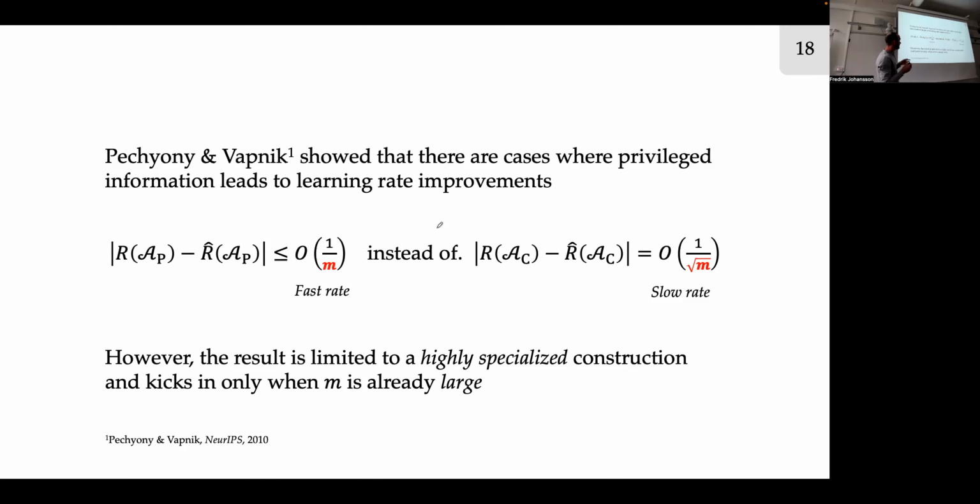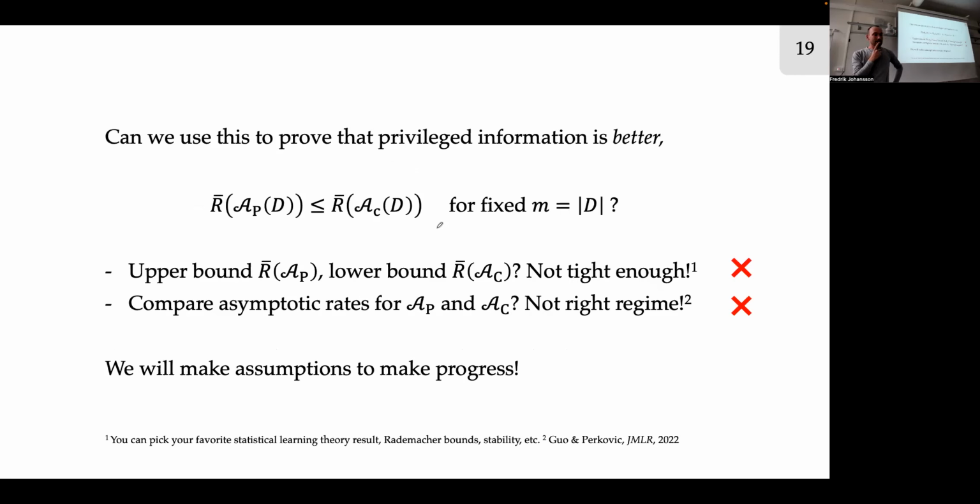But the other side of this is that the rate difference only kicks in when m is already large. So they have to assume that it's large enough, and that's not the kind of setting that we are interested in here. We want to make sure that we make use of privileged information when we are already sample bound, let's say. So the question is then, can we use this kind of thing to prove a difference between these two? Well, not really if we have a fixed small n, which is the size of the data set. We can't really use it to prove what we want.